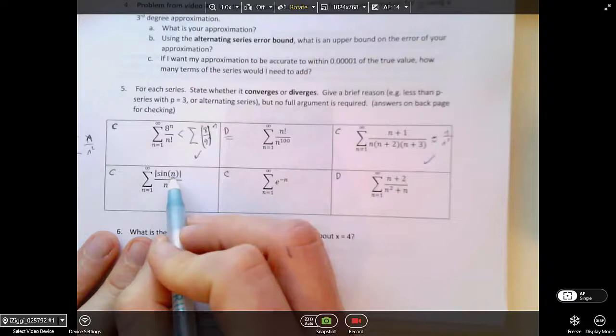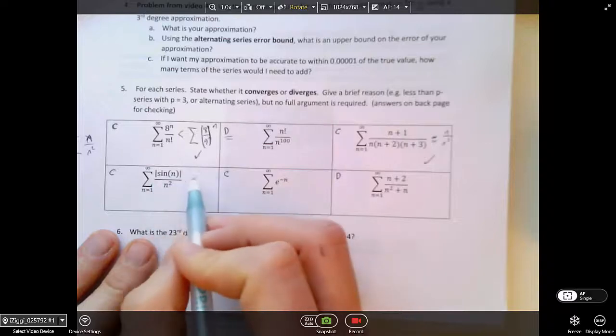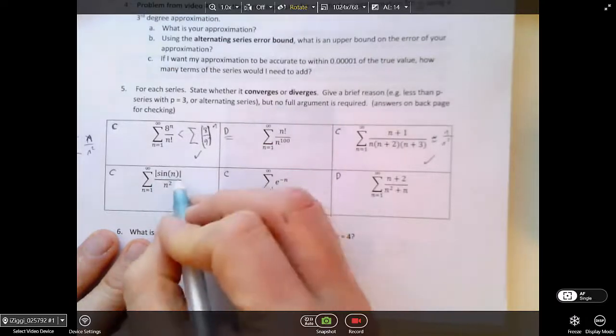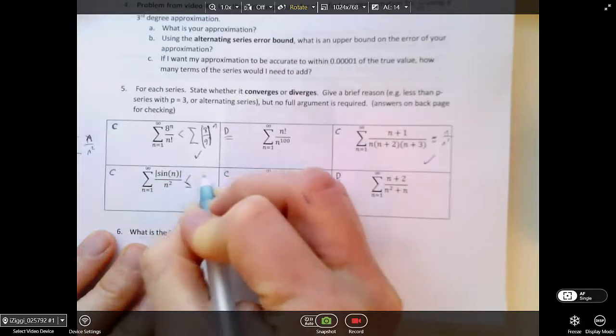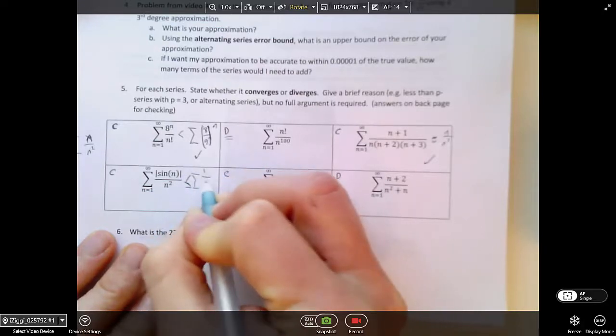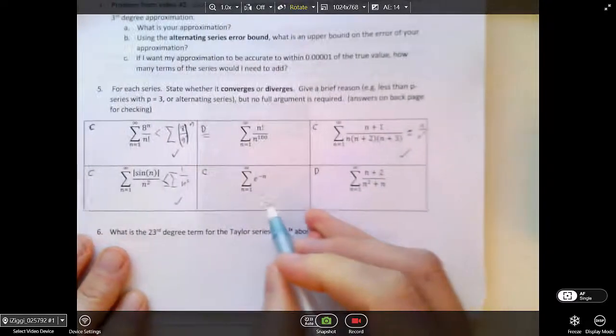Okay, absolute value sine n, well, the largest thing sine can be is 1, the smallest thing it could be is negative 1, the smallest thing the absolute value could be is 0. So this is bounded above by 1. So I know this whole thing is less than or equal to the same sum with 1 over n squared, and that's a p-series, and that converges.